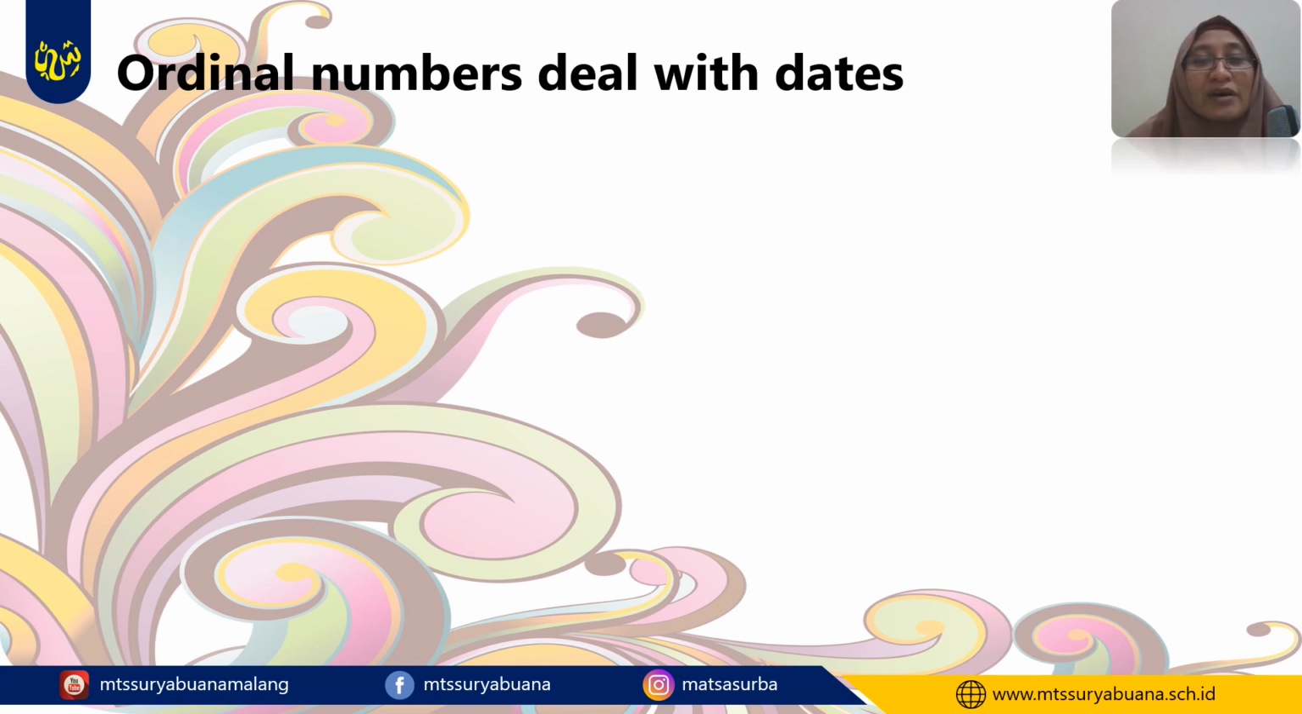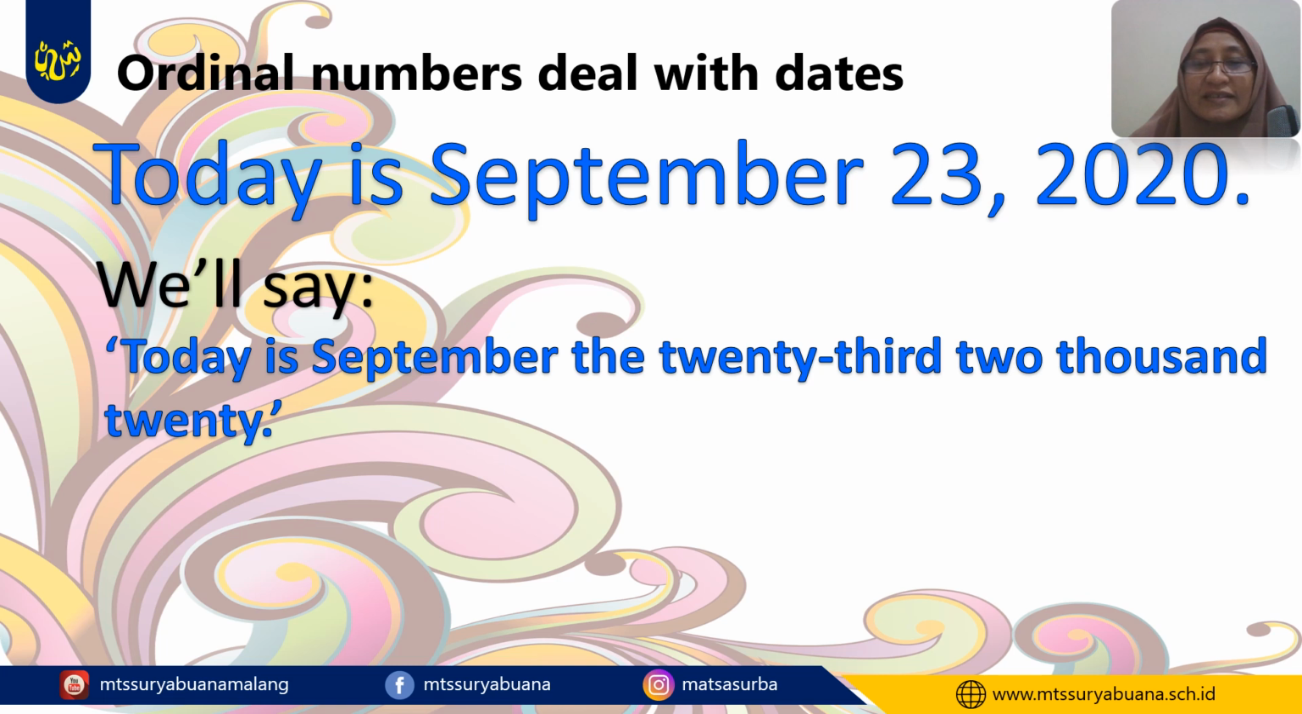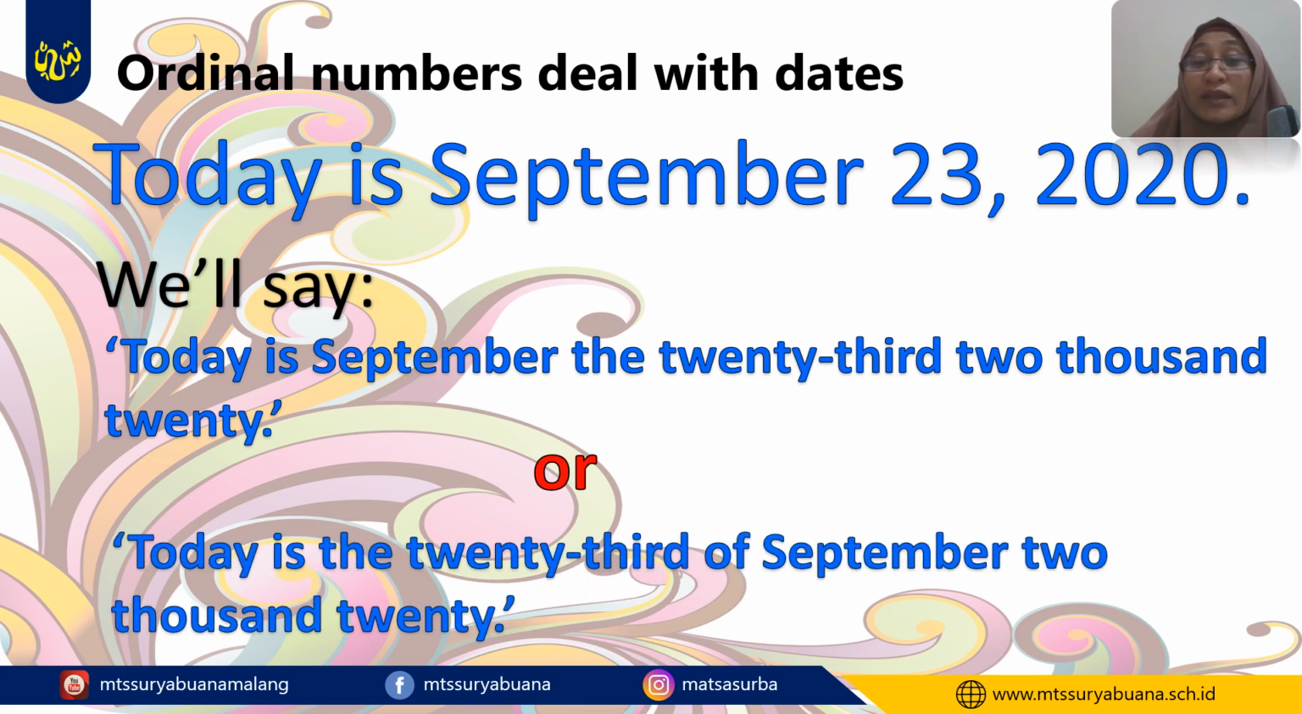Okay, do you still remember our previous lessons about dates? Right, ordinal numbers deal with dates. Look at this, how to read this. We will say, today is September the 23rd, 2020. Or, today is the 23rd of September, 2020.